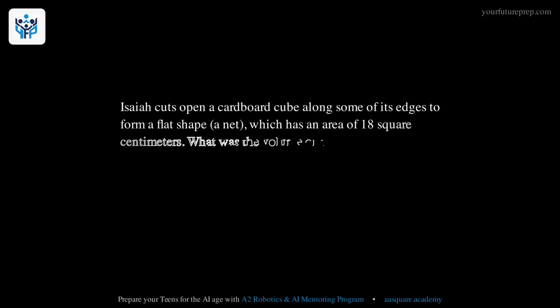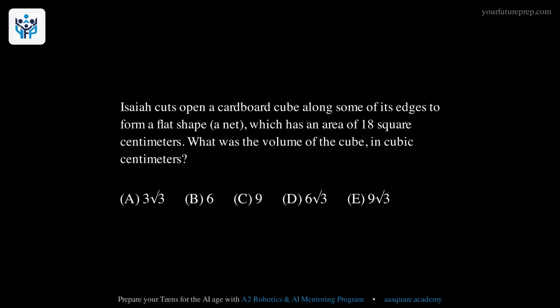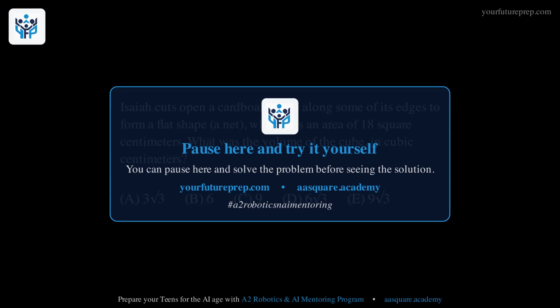Isaiah cuts open a cardboard cube along some of its edges to form a flat shape, called a net, which has an area of 18 square centimeters. What was the volume of the cube, in cubic centimeters? You can pause here and solve the problem before seeing the solution.